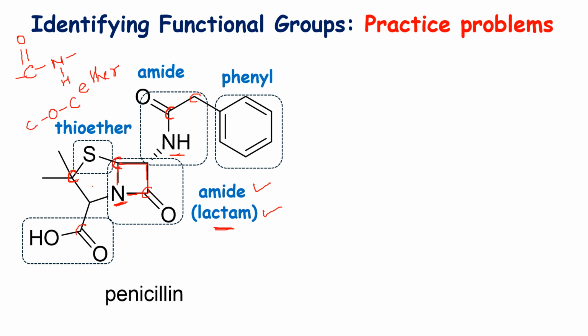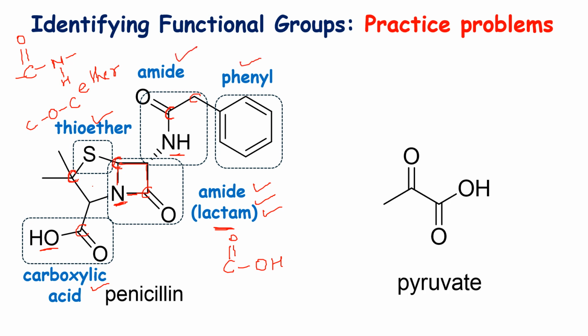Here we have a carbonyl group, and next to the carbonyl group OH is present. So a carbonyl group having OH attached to it is basically a carboxylic acid. So we have a carboxylic acid functional group, lactam, thioether, amide and phenyl ring.